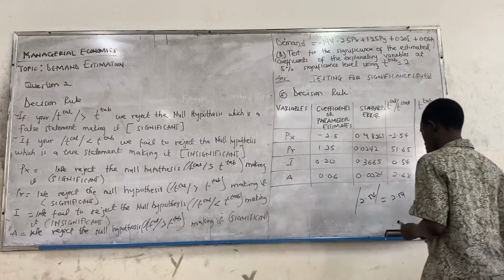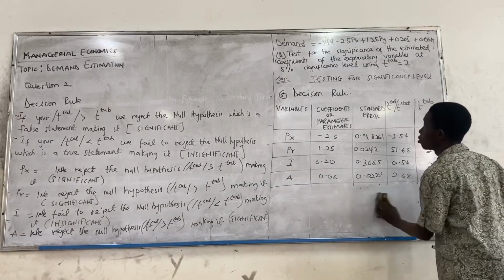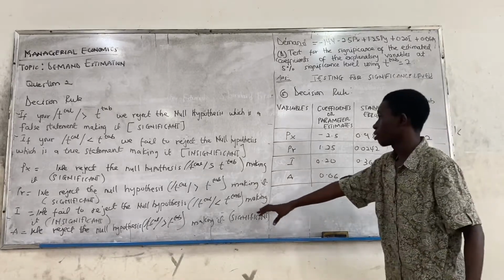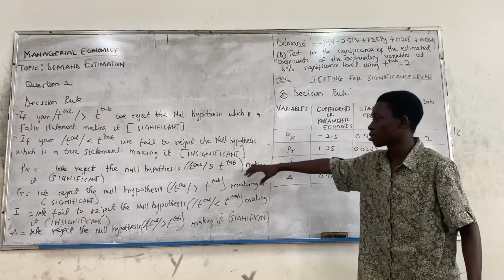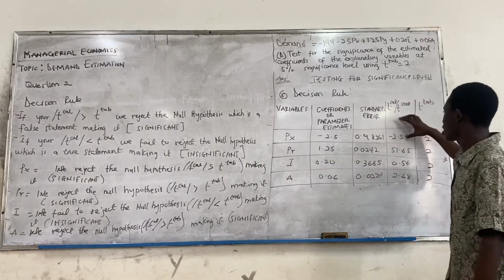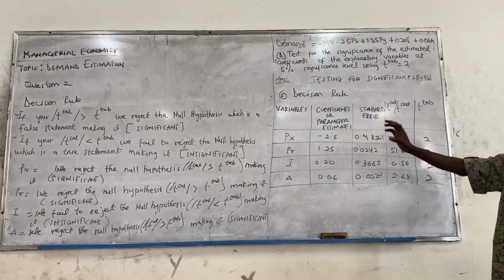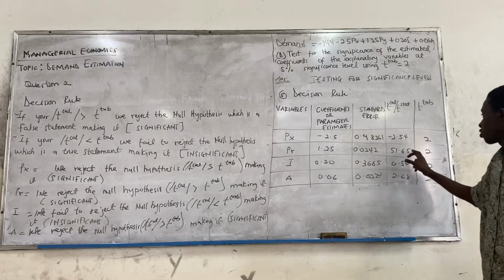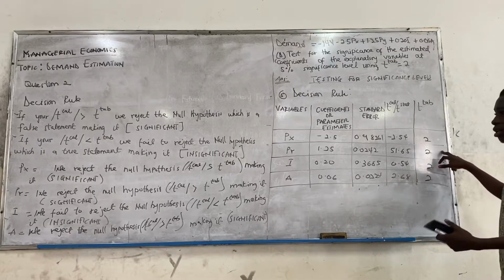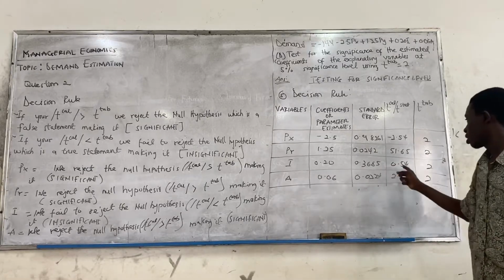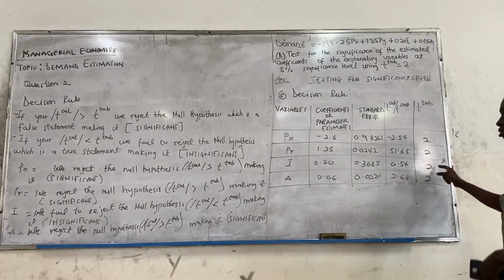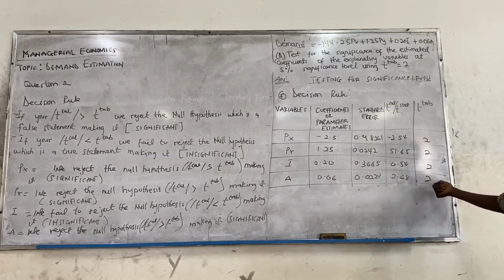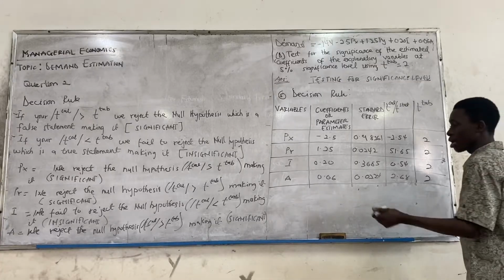Okay. So with the decision rule, that's how we do it. Px is greater than theta, so we reject the null hypothesis, which is significant. Py is greater than your t-cal, so we reject, making it significant. With the income, it's less than your t-cal, so we fail to reject. With the advertisement, it's greater than your t-cal, so we reject the null hypothesis. So we can conclude that.